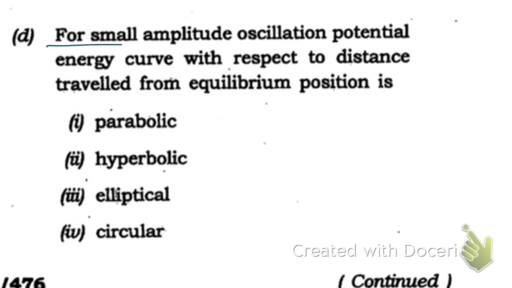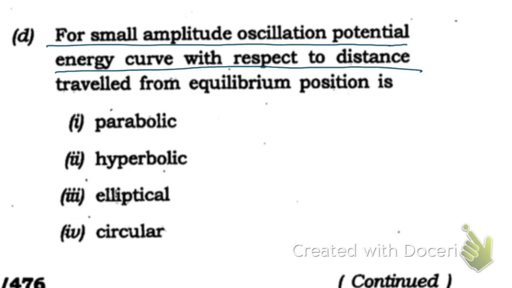So for small amplitude oscillation, the potential energy curve with respect to the distance traveled from the equilibrium position should be parabolic, okay? That should be parabolic. Now let's solve the next question.